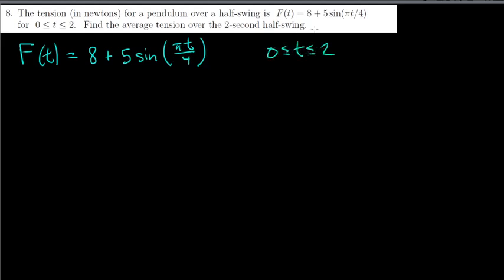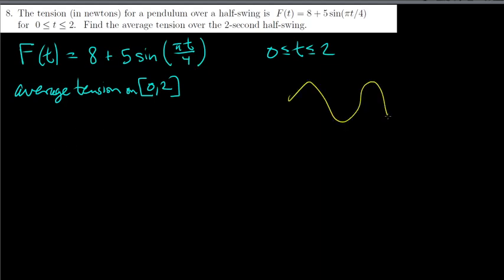So that's, again, half of a swing, but we want the average tension. Average tension over that interval, right, from 0 to 2. So on the interval from 0 to 2. Right, so how do you find the average value of a function when, of course, you can't just average the two values, right? It's a whole continuum. It's a continuous function, right?